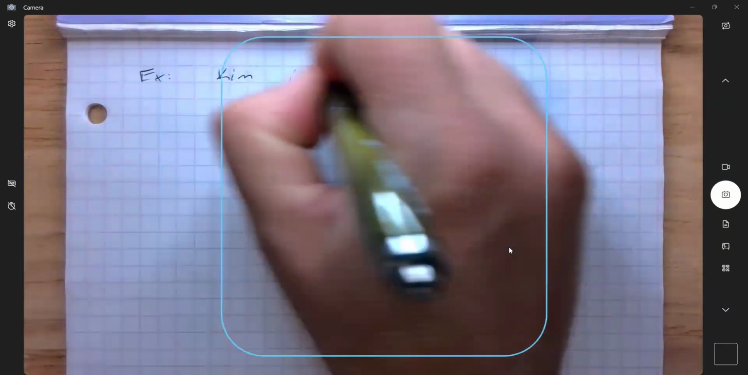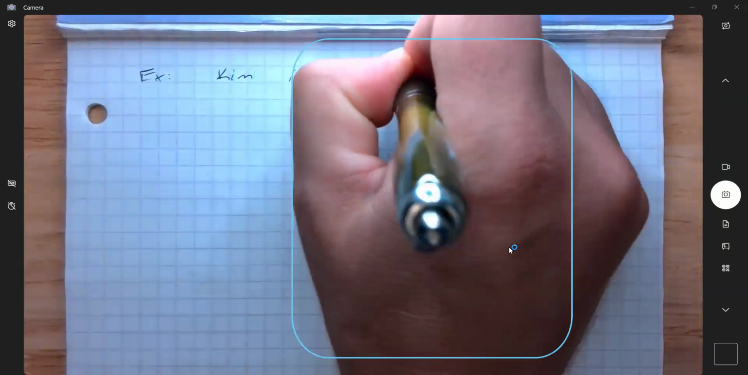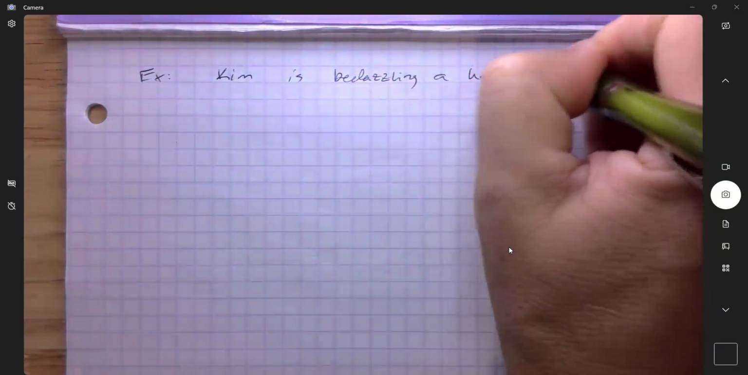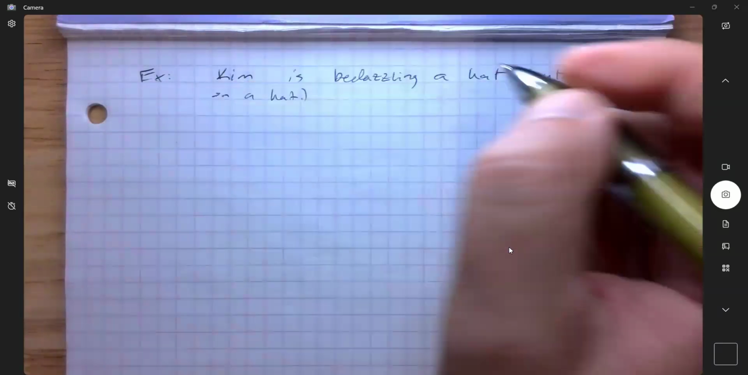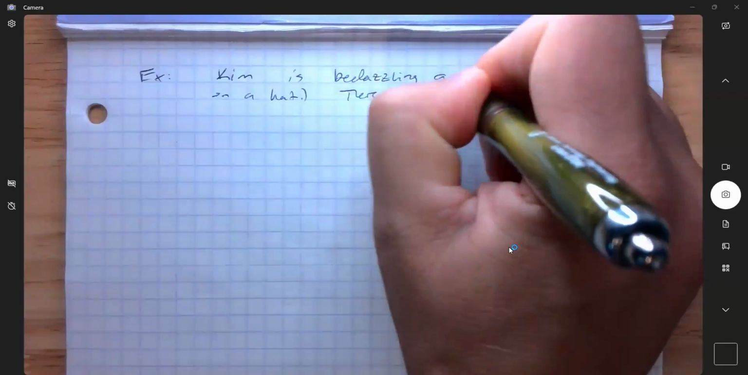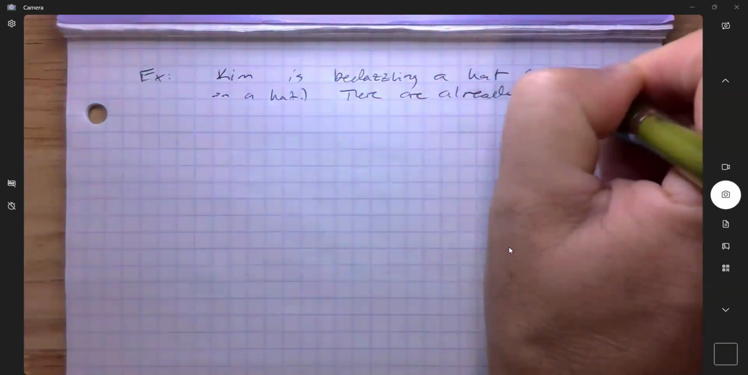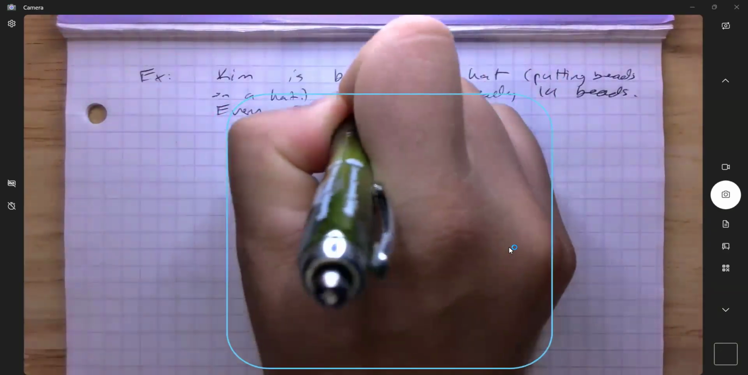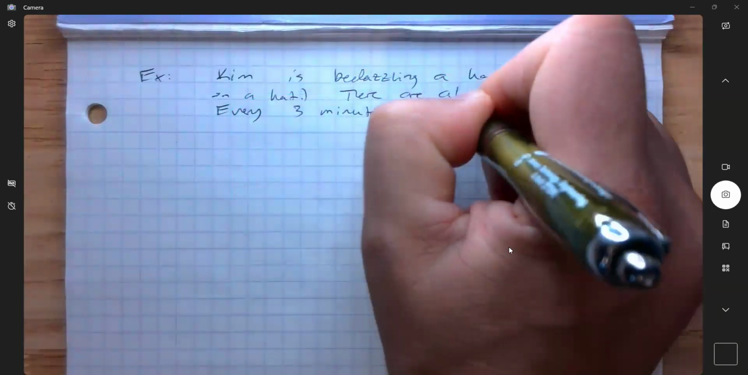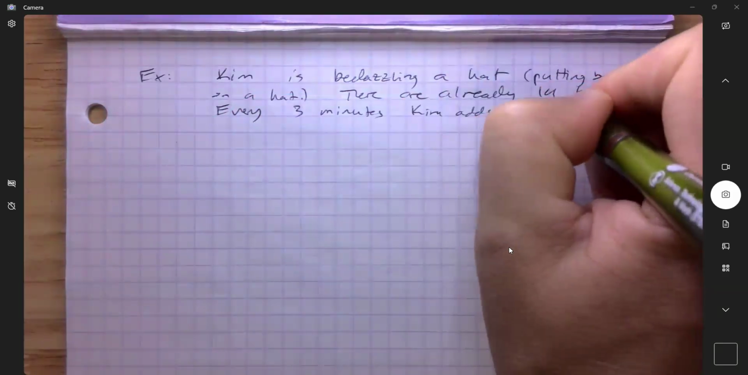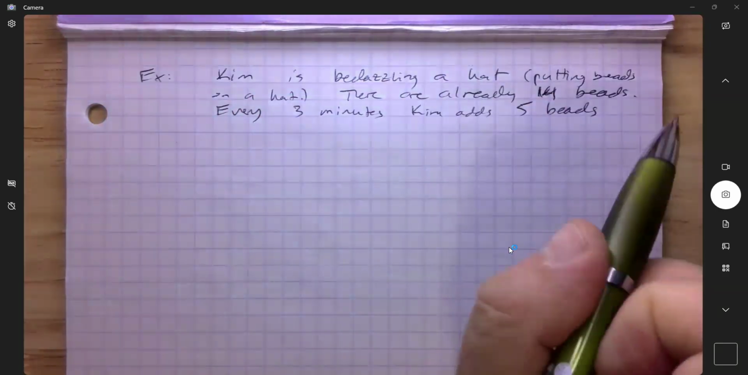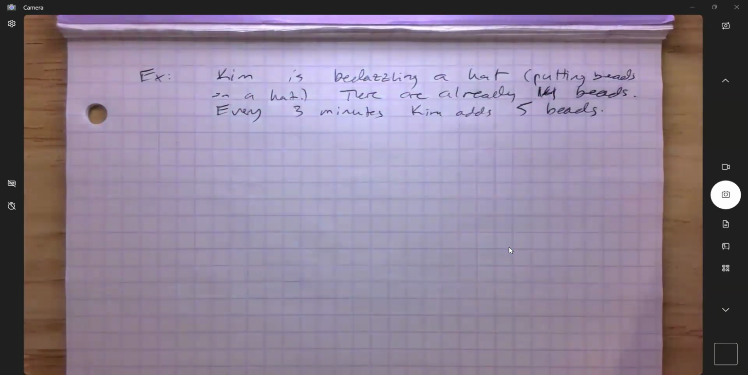Kim is bedazzling a hat. Bedazzles, she's putting beads on it. Kim's putting beads on the hat. There are already 14 beads. Every 3 minutes, Kim adds 5 beads. I don't know if that's a good rate of adding beads. I've never bedazzled a hat, but it'll work for our example.